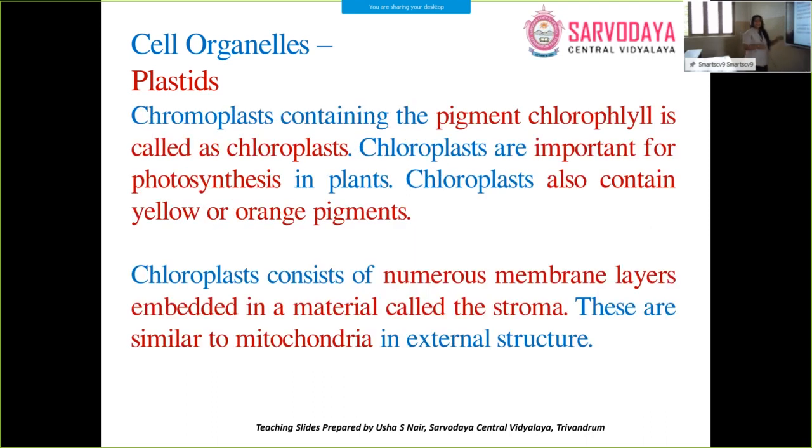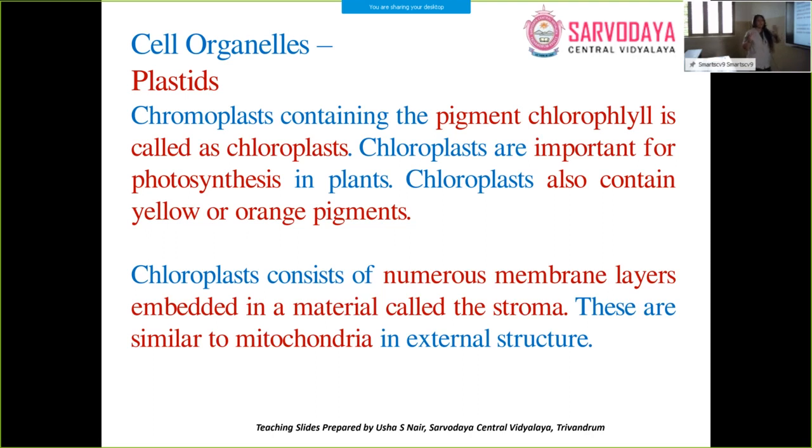Now, this is an easy portion. You don't have to worry. It will easily come in your mind. Chromoplast containing the pigment chlorophyll. Obviously, we know. This we learned last time. Chromoplast containing the pigment chlorophyll, or the plastids which contain the pigment. When we learn it, we learn like this: plastids which contain the pigment chlorophyll. That is what I'm sure about.